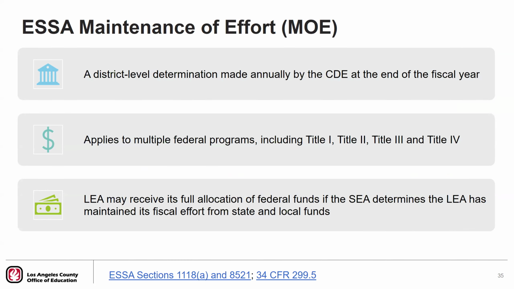So maintenance of effort is a district level determination that's made annually by the CDE at the end of the fiscal year. It applies to multiple federal programs, but somewhat differently depending on the program. And so the purpose is to ensure that states and districts maintain the level of fiscal effort in supporting education programs from year to year and not lower the local or state level of support as a result of receiving federal funds.